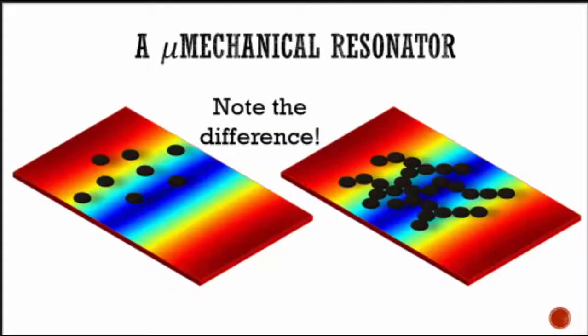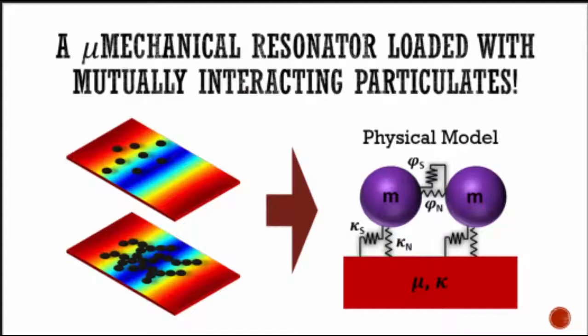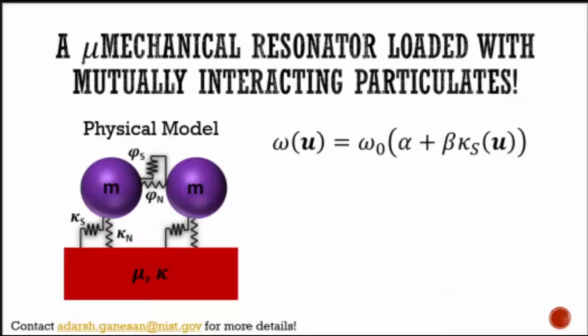But again, this is very broad scale. What is important is to understand what difference we are looking for. And this comes across in the math behind this. If we look at a physical model of the system, and we model the resonator with a mass mu and a stiffness kappa, look at the surface dynamics by modeling the shear stiffness and normal stiffness of the surface contacts, as well as the coupling stiffness phi s and phi n between those particulates, we can come to the conclusion that one of those features, especially in the extensional mode, is amplitude or vibration dependent.